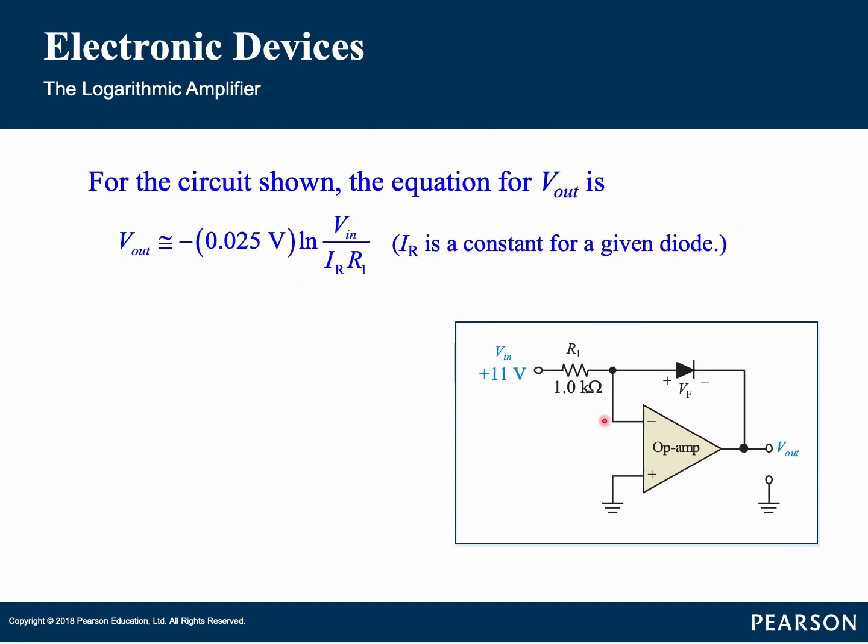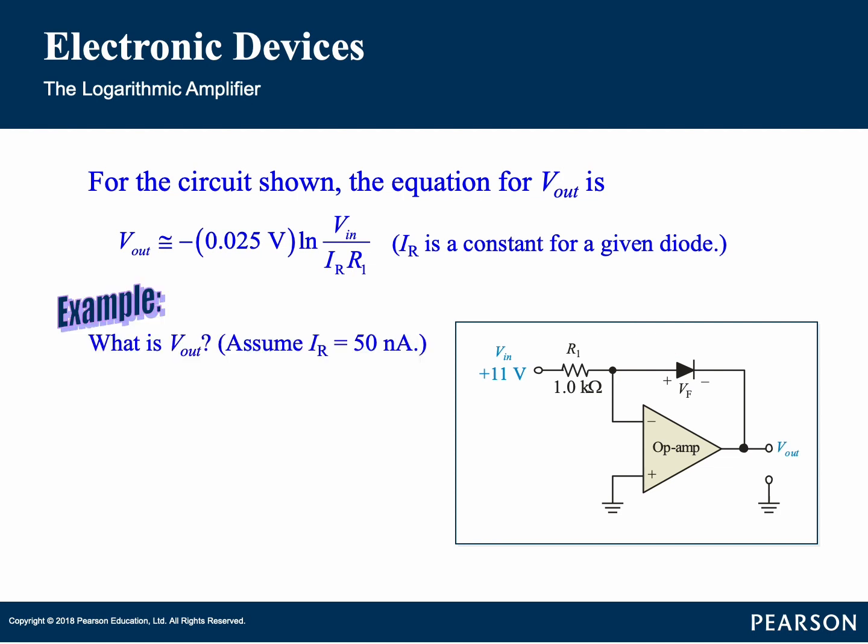The output voltage can be expressed by this formula, where Vout is equal to negative 0.025 times ln of Vin over IR R1, where IR is a constant for a given diode. You can see that the output voltage is the negative of a logarithmic function of the input voltage. The value of the output is controlled by the value of the input voltage and the value of the resistor R1. The other factor, IR, is a constant for a given diode.